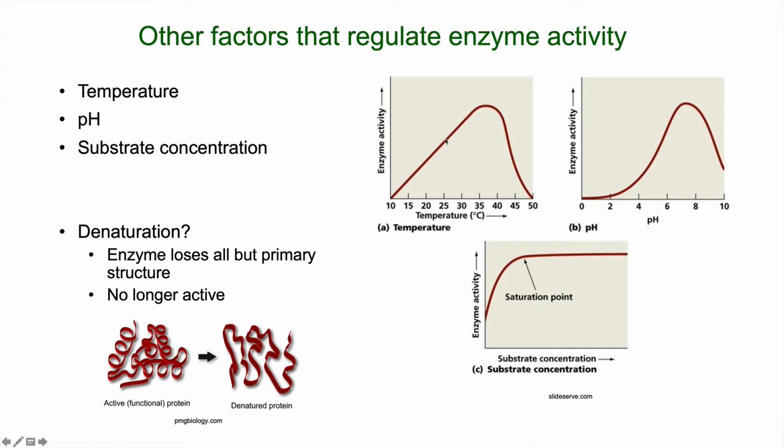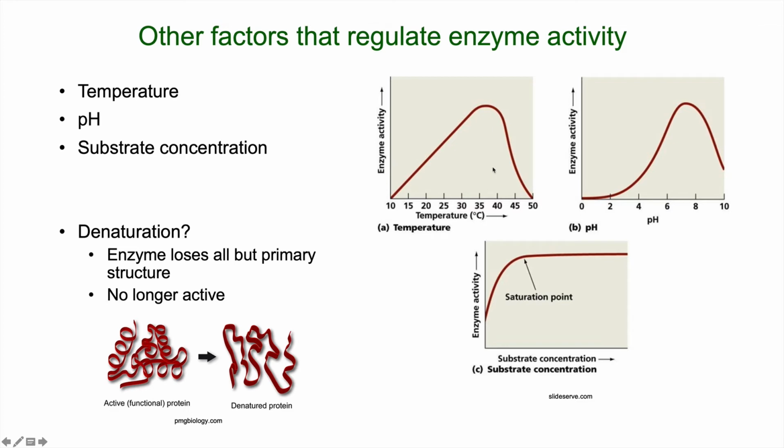If we take heat energy away, we're going to slow that enzyme down. We're not going to damage it, we're just going to slow it down. If we add too much heat energy, though, we can very quickly break down the enzyme activity. And what happens as you add too much heat energy is denaturation occurs.